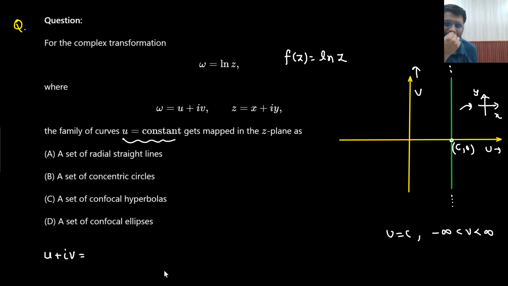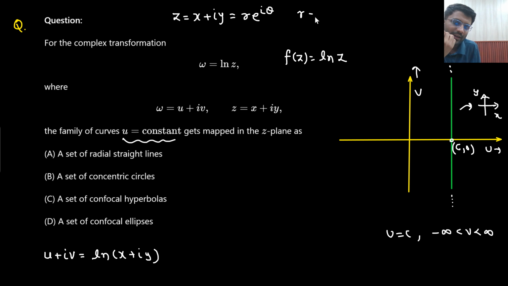What you will do? Ln z is given, no? So if I put ln of x plus iota y, will I be able to separate? Nothing I will be able to do. So in place of x plus iota y, I will have to put r e to the power iota theta. Let's say this is my z. So z is x plus iota y, which can be replaced with r e to the power iota theta. What is r here? R is nothing but under root x square plus y square. Theta is the angle which we are not carrying as of now.